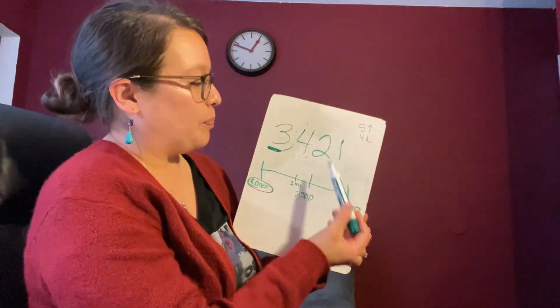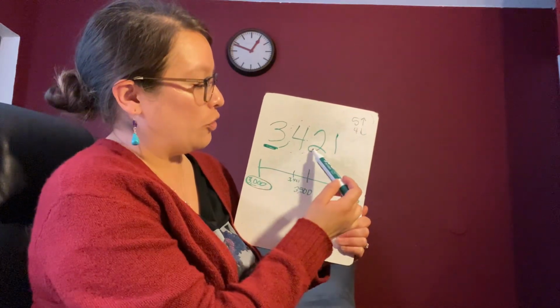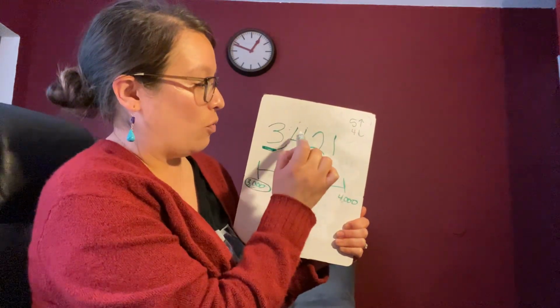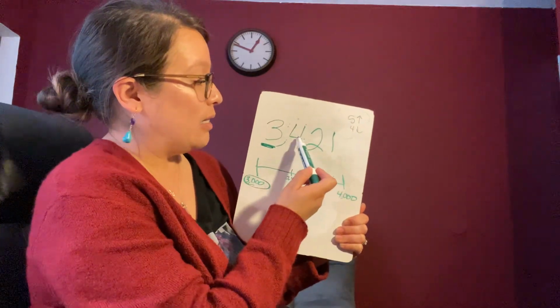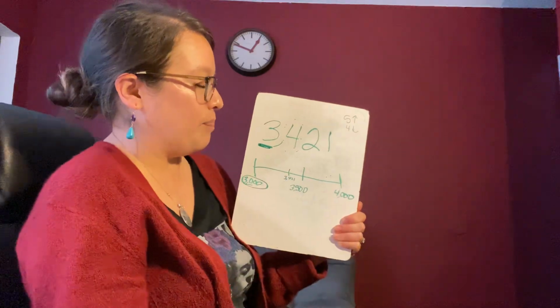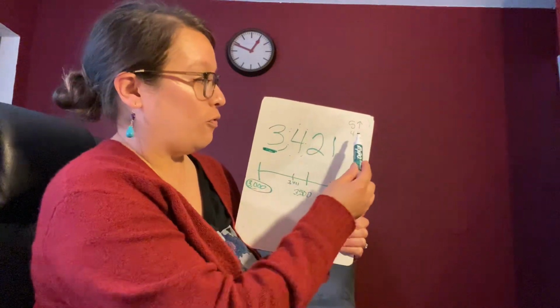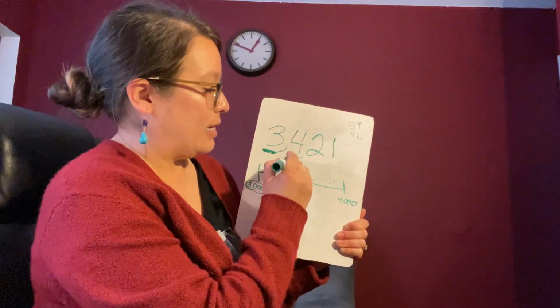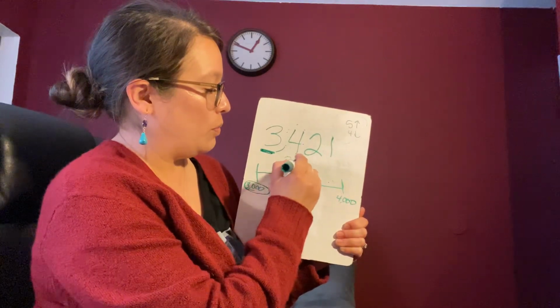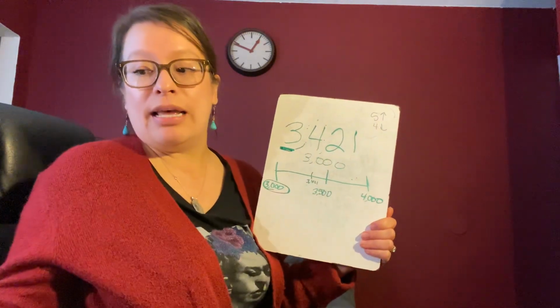Let's do the other way. All right, so we're looking at the 4. If it's 4 or lower, this turns to zeros, right? It stays at 4. Or if it's 5 or higher, this number turns into the higher number, right? So if we looked here, the 4 is lower, that means that it turns into 3,000. That is rounding to the nearest 1,000.